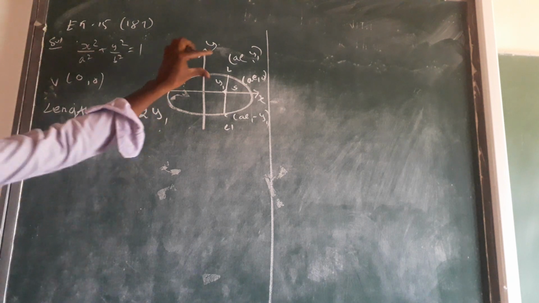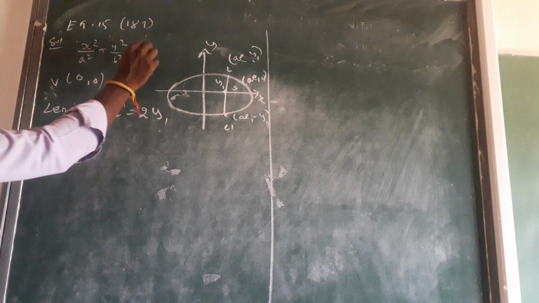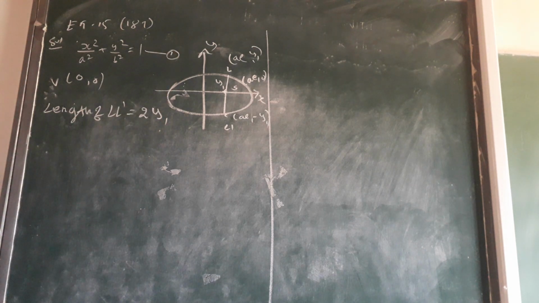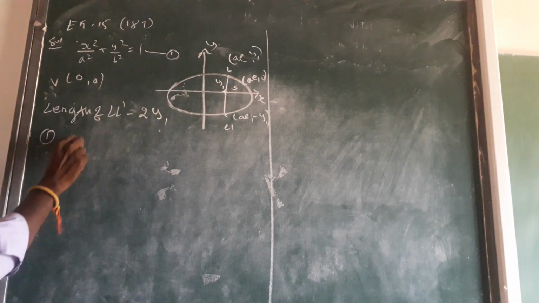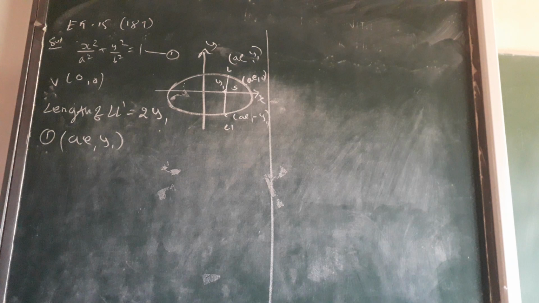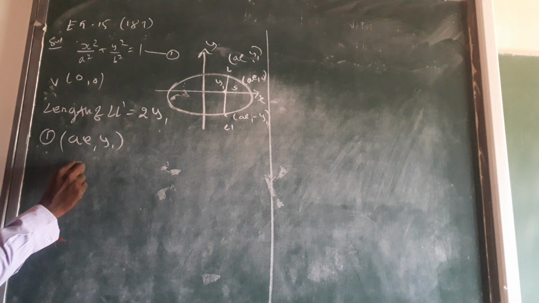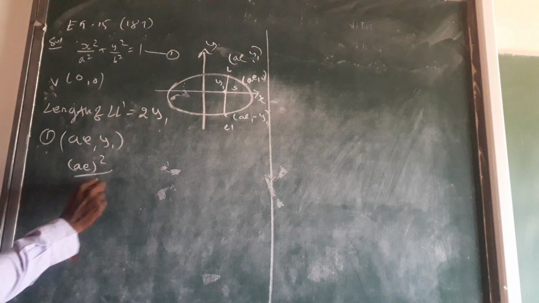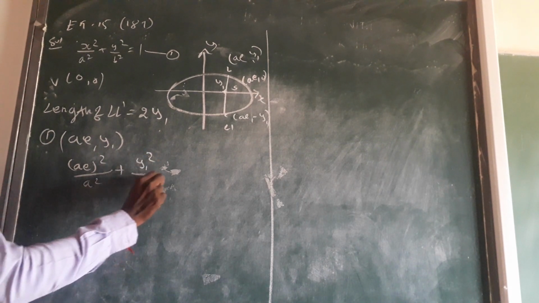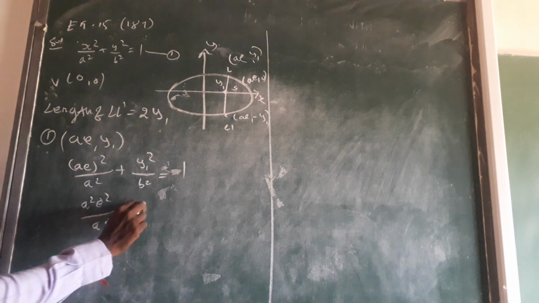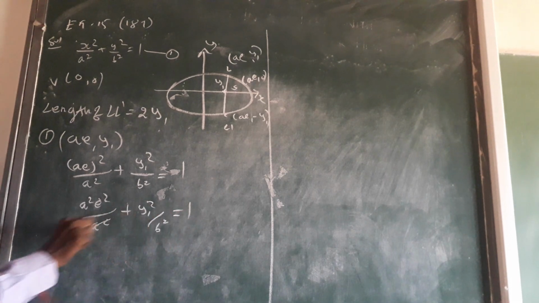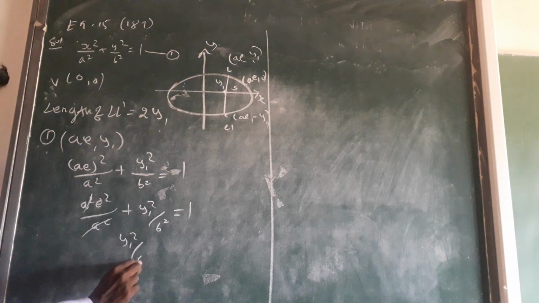Okay. So we want to find y1. You know the equation of the ellipse, given as x squared by a squared plus y squared by b squared equals 1. Call this equation 1. The ellipse passes through the point L, that is ae, y1. Then substitute the value in equation 1. Instead of x, substitute ae. So ae the whole squared by a squared plus y1 squared by b squared equals 1. Now a squared into e squared by a squared plus y1 squared by b squared equals 1. The a squared cancels.